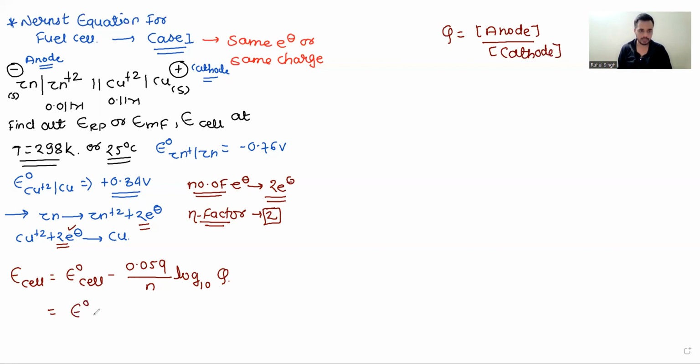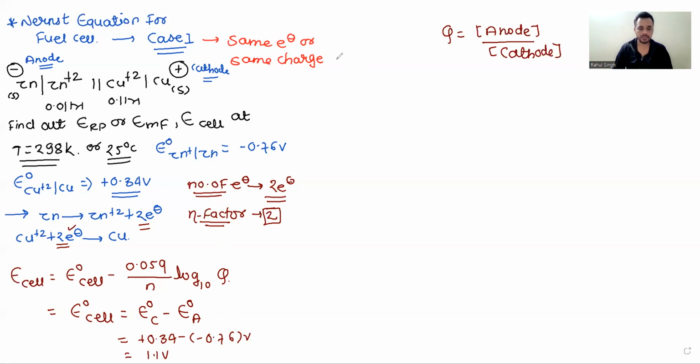So E naught of a cell will be equal to E naught at cathode minus E naught at anode. So what is at cathode? Cathode we have seen, so this will be plus 0.34 minus, in bracket, at anode we have how much? 0.76 volt. So simplified, this will be 1.1 volt. So we got the E cell value.